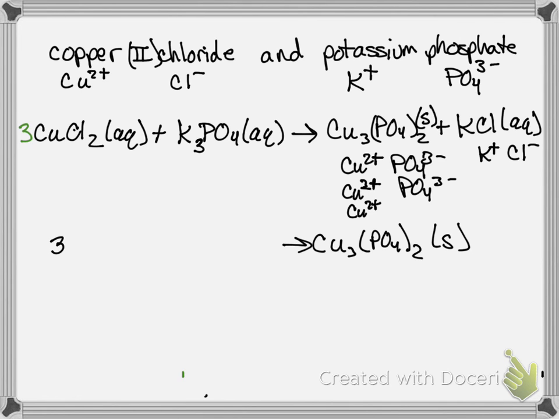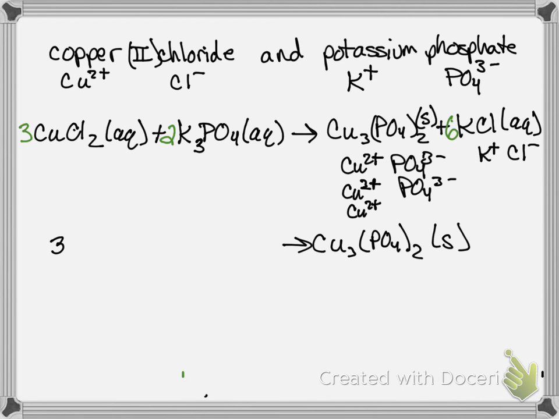That would give me 6 chlorides when I do that. So that means I need to put a 6 here. That gives me 6 potassiums, which means I'd need to put a 2 here so that 2 of those K3PO4s would be required. Okay, so that gives me 6.